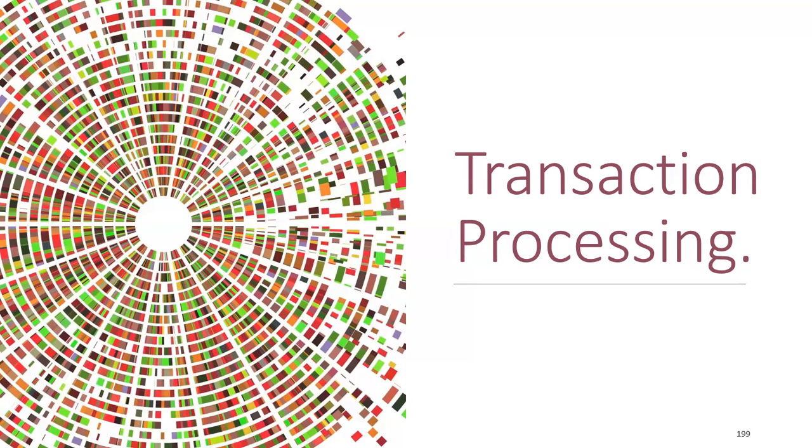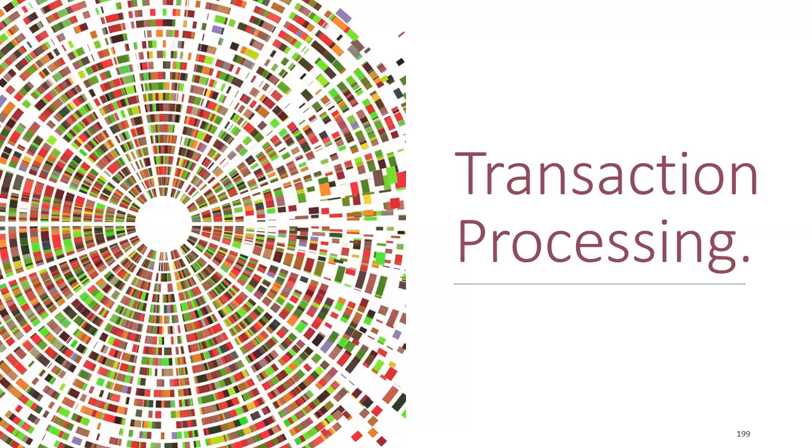Here we are going to learn the outcome of this unit. We want to know what is transaction processing, what are the transaction properties, what are the states of a transaction, what is concurrency control, and what is a schedule, and the types of schedules. All these topics we will discuss one by one. So this is the outcome of the transaction processing.